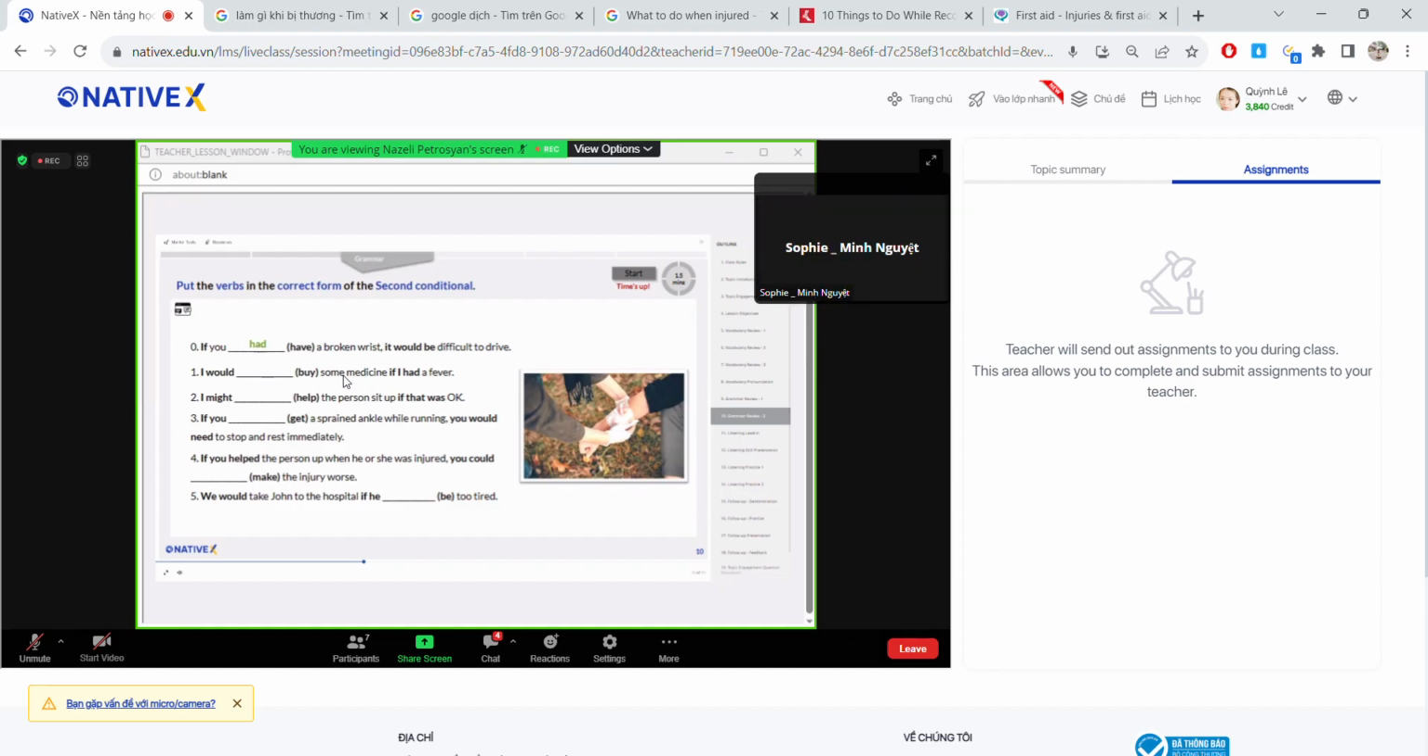Yes, I would buy some medicines if I had a fever. All right. So we say I would buy. So this is what we have. Well done. Bing, please read number 2. I might have the person sit up if that was okay. Okay, I might help. Very good.